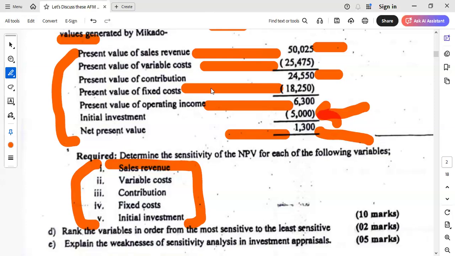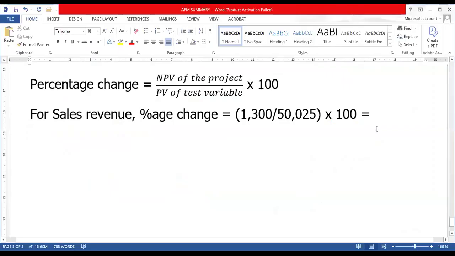Then here, what do you get? The percentage, what do you get? If you get this figure over this, what do you get?